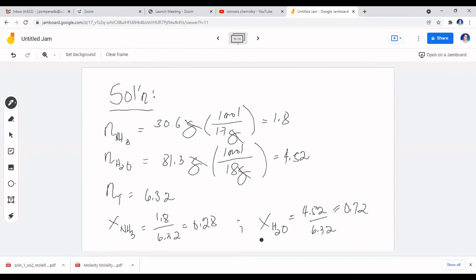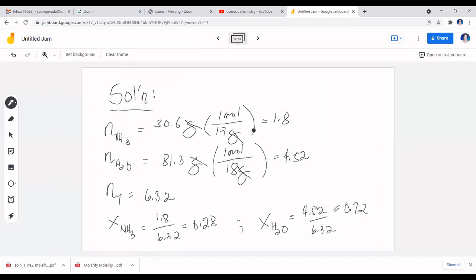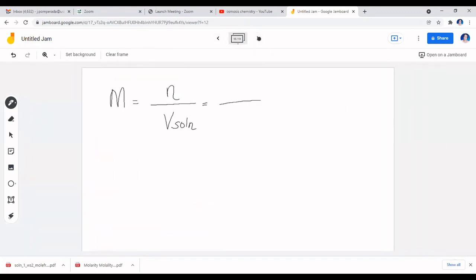So now we go to molarity. Molarity: moles of solute per volume of solution. Okay? Now, our moles of solute here is the moles of ammonia. We have it here as 1.8. So I'll place here 1.8. What about the volume of the solution? You're given the density of the solution. So the volume of the solution is the mass of the solution over the density of the solution.